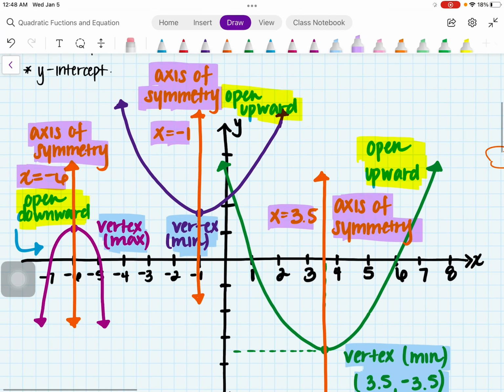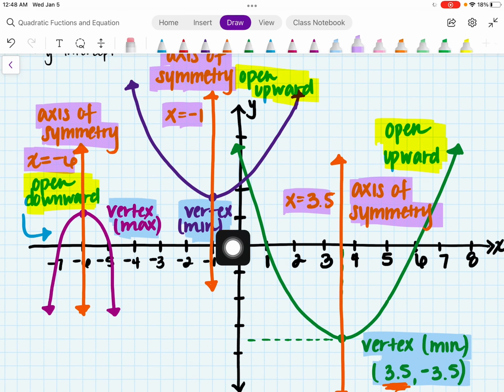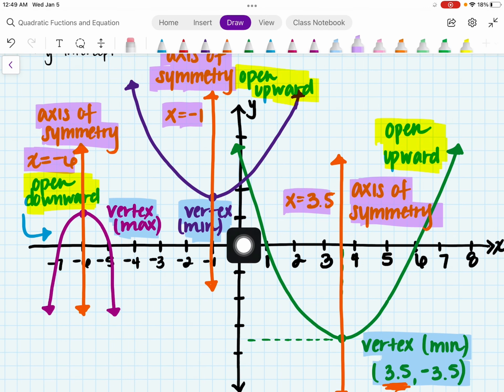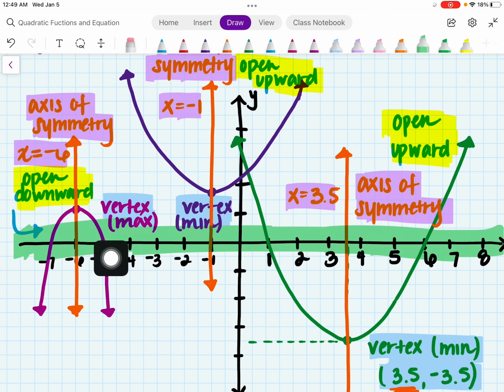Now we want to move on to the intercepts. We have two different types: an x-intercept and a y-intercept. An x-intercept basically represents any point that crosses the x-axis. The x-axis always runs horizontally. So any point on your parabola that crosses this line here is considered an x-intercept.